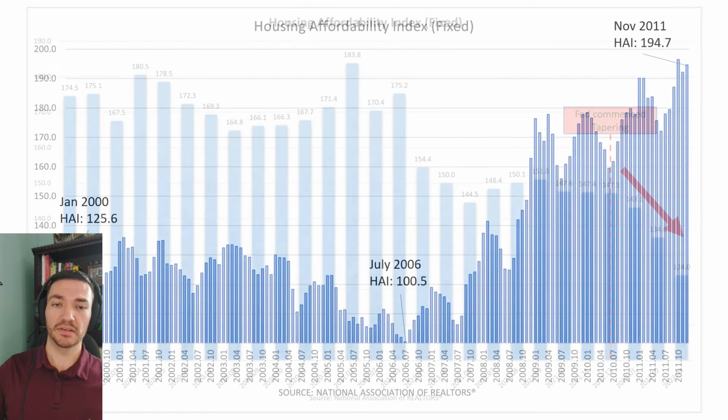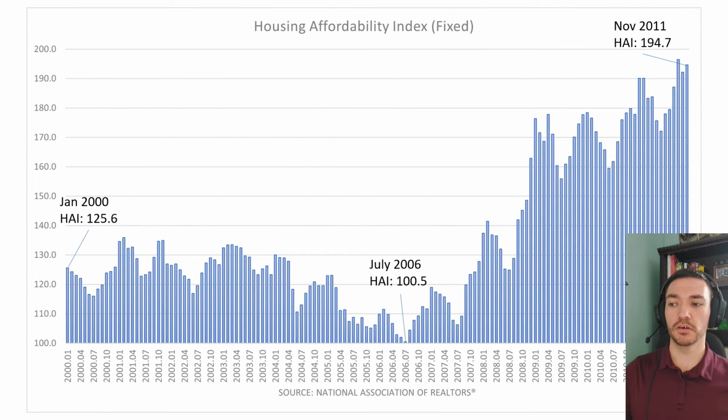To give a little bit of context, this is a chart of what the housing affordability index looked like in the bubble that led up to the subprime mortgage crash of the late 2000s. The most unaffordable that it had become, the housing affordability index dropped to 100.5. That was when it was, by this metric, the least affordable.